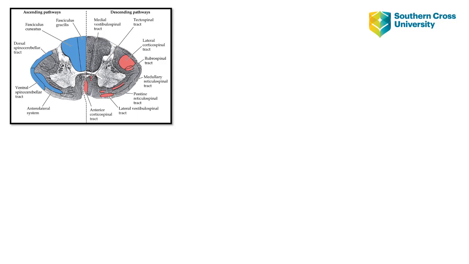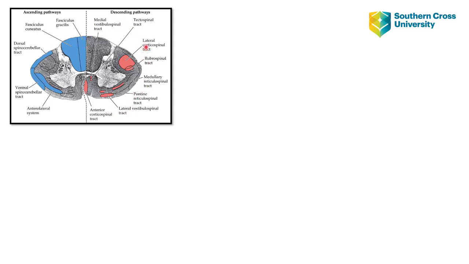So the spinal cord has its white and its grey matter as well. The white matter is the tracks, and those tracks can either be ascending or descending tracks. The ascending tracks are depicted in blue over here on the left hand side of the figure, and our descending tracks are on the right hand side in red.